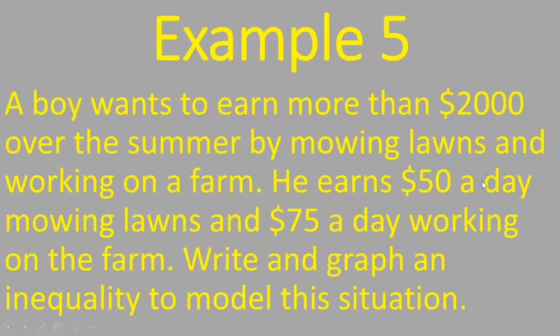Fifth and final example, a boy wants to earn more than $2,000 over the summer by mowing lawns and working on a farm. He earns $50 a day mowing lawns and $75 a day working on the farm. Write and graph an inequality to model this situation. So maybe this is the case here to where you would think, well, just always work on the farm, you make more money, but maybe you can only work certain days on the farm, or maybe working on the farm is harder labor, or it takes longer. So he wants to mix it up, work some mowing lawns and some working on the farm.